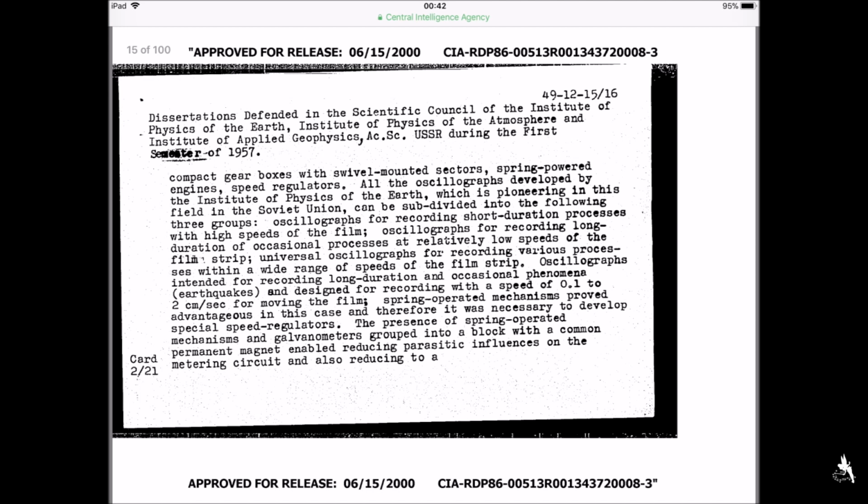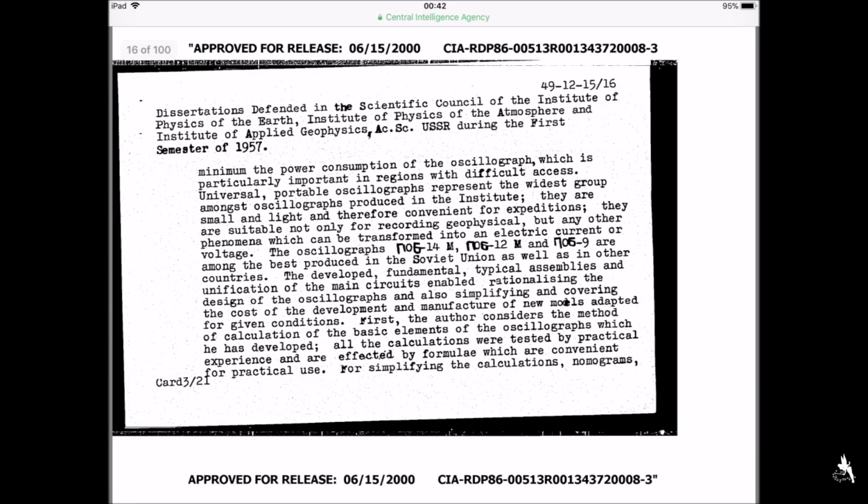oscillographs intended for recording long duration and occasional phenomena, earthquakes, and designed for recording with a speed of 0.1 to 2 centimeters per second for moving the film. Spring-operated mechanisms proved advantageous in this case, and therefore it was necessary to develop special speed regulators. The presence of spring-operated mechanisms and galvanometers grouped into a block with a common permanent magnet enabled reducing parasitic influences on the metering circuit, and also reducing to a minimum the power consumption of the oscillograph, which is particularly important in regions with difficult access.